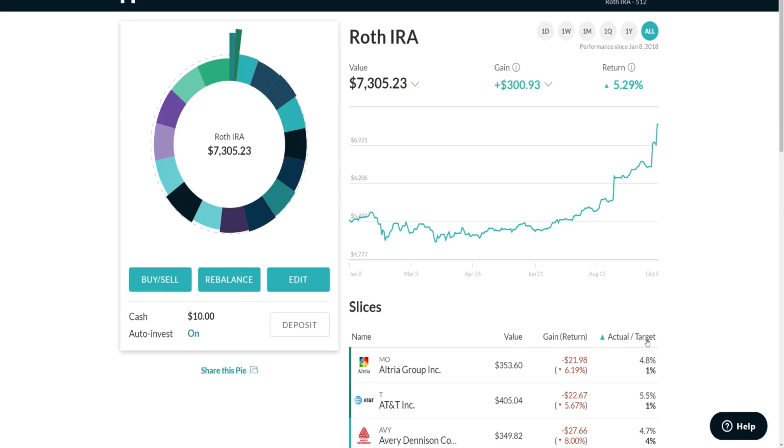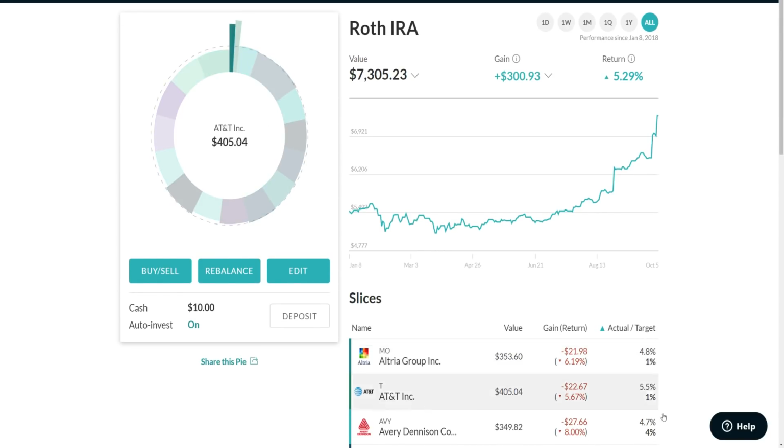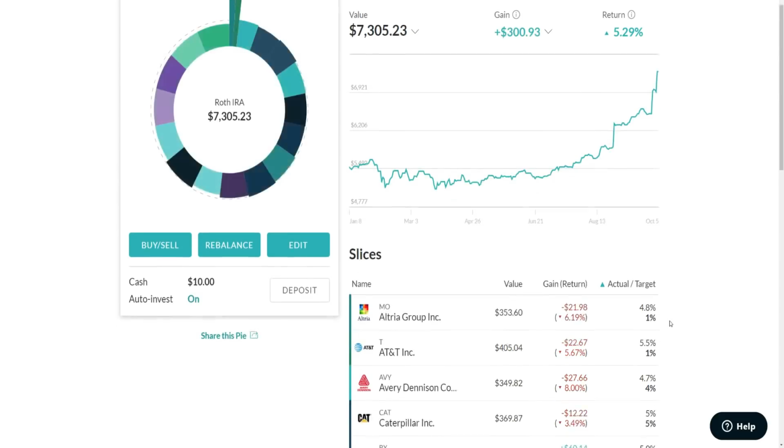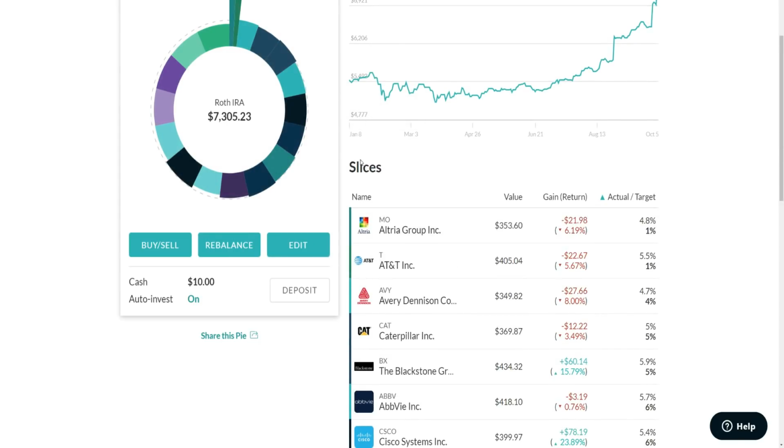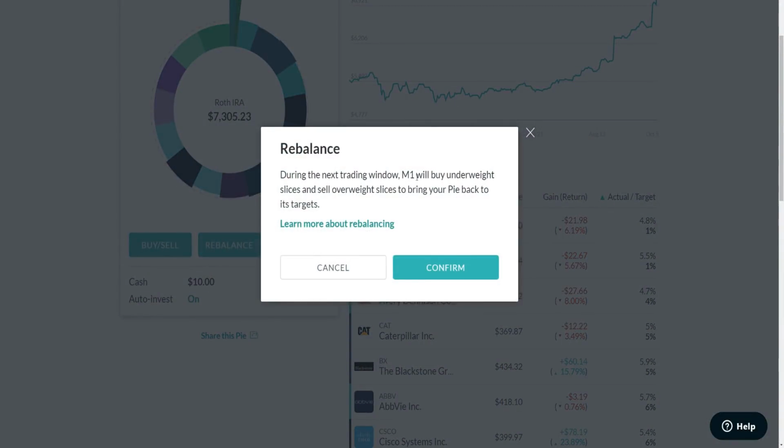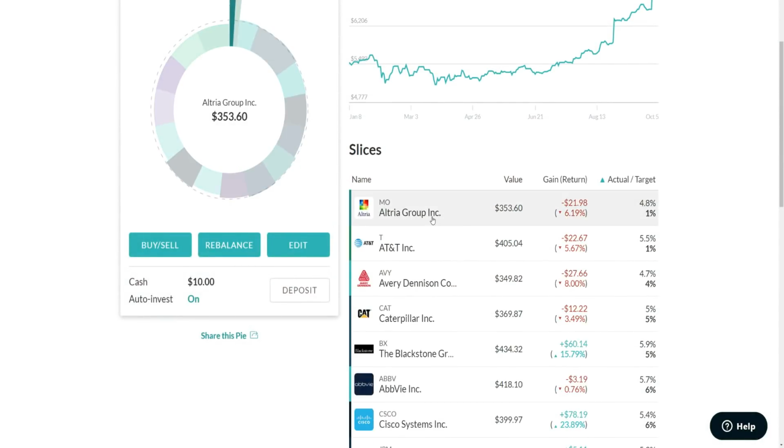Now my target for Altria is 1%. So unless Altria equity falls below that 1%, M1 Finance will never target it. Going back to rebalancing, if we select it, it'll actually tell us what it does. It sells off your overweight slices, bringing your pie back to its targets. So M1 Finance will sell your overweight equity positions in comparison to their target, and it'll reallocate that money buying your underweight slices. So here, it would automatically target Altria.